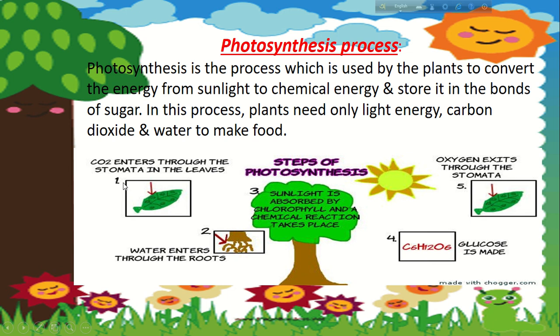So the first stage: carbon dioxide enters through the stomata in the leaves, and second stage: water enters through the roots. Third, sunlight is absorbed by chlorophyll and a chemical reaction takes place in the plant. And the fourth one, glucose is made here and oxygen exits through stomata as a byproduct, which is used by animals.